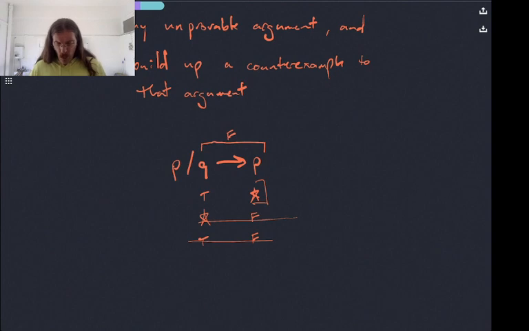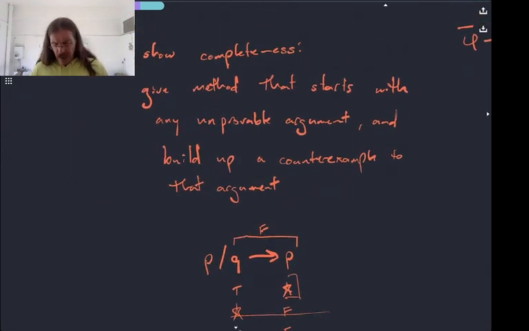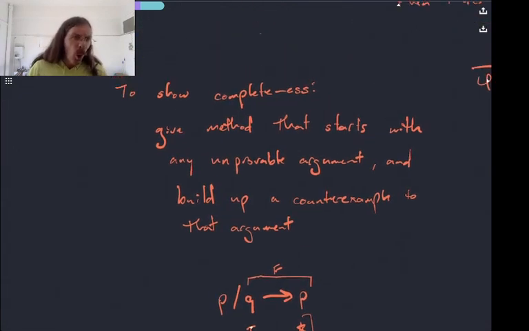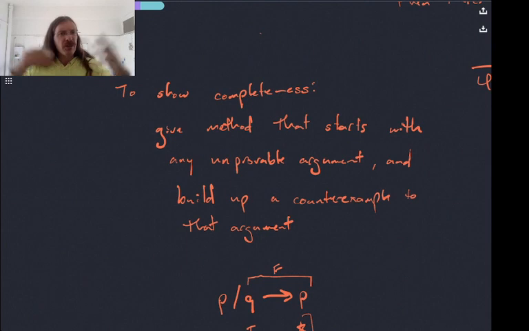The difficulty, and why this is such a challenge, is that what you need is some way that you know will always work no matter what unprovable argument you start with. So I just did a little bit of a search there. It did in fact happen to work, but that's just one example. That shouldn't reassure us that that method will always work.